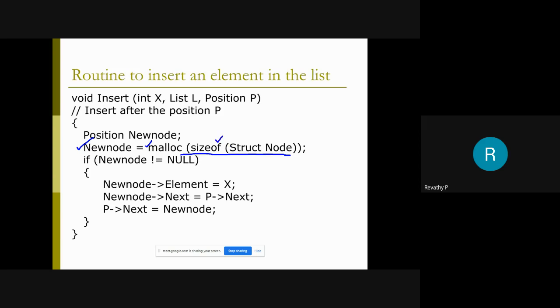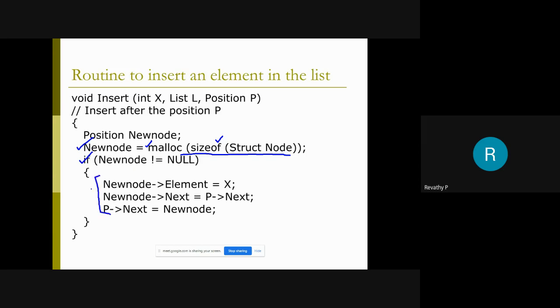So sizeof will return the number of bytes for a structure node. Based on that, that many bytes will be allocated by the malloc function. When the memory space is available, it will return the address of the memory location. If not, it will return null. So now we are checking whether the memory space is available or not by checking whether new node is not equal to null. If the memory space is available, then these are the things we are trying to do.